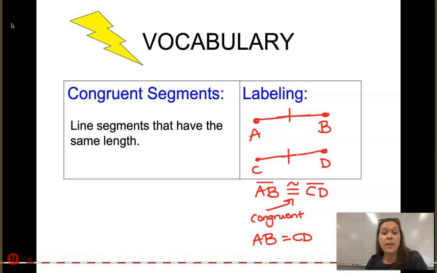Your lengths can be equal. 5 equals 5. But our line segments will never be equal because they're never exactly in the same location on the plane. In this case, one's higher than the other one. So don't ever say line segments are equal. Their lengths are equal. The line segments are congruent.